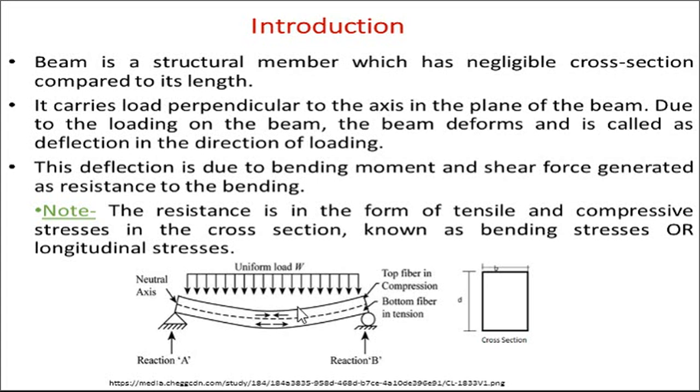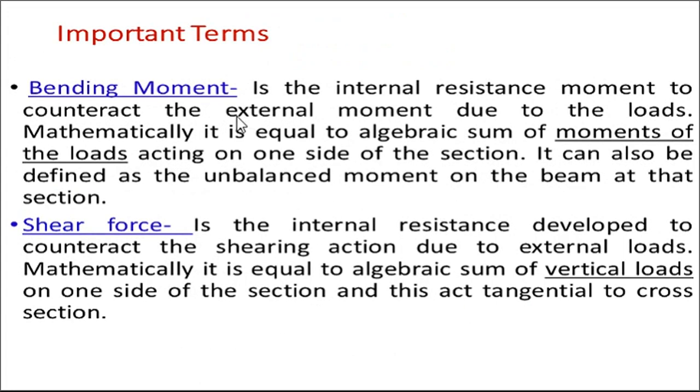So in this particular unit we are going to study what type of changes happen in the cross section of the beam whenever external loadings are applied onto the beam, and how much resistance is offered by the beam to counteract this loading in the form of shear forces and bending moment. Basically, in the previous unit we studied bending moment and shear forces, and the methods to estimate them. As we know, bending moment is the internal resistance moment to counteract the external moment due to the load. Means it is the internal resistance moment to counteract the external moment.